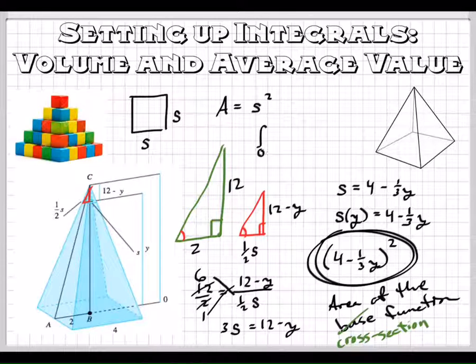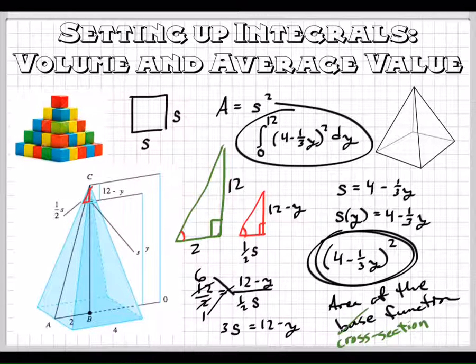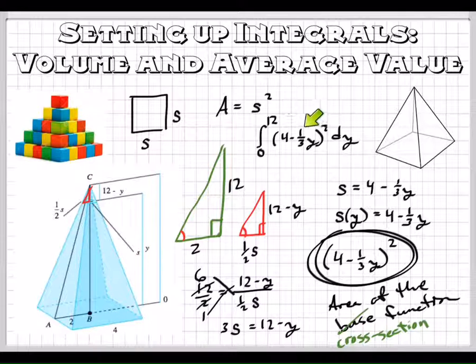So I could take the integral from 0 to 12 of (4 minus 1/3 y) squared. Now, I did all this talking just to get to this point so you guys would understand what we're doing. We have the area of the cross-section function in there, and then we have from where to where it's going in order to find the total volume of this shape. Now the job becomes simple because we just use the fundamental theorem of calculus from now on.